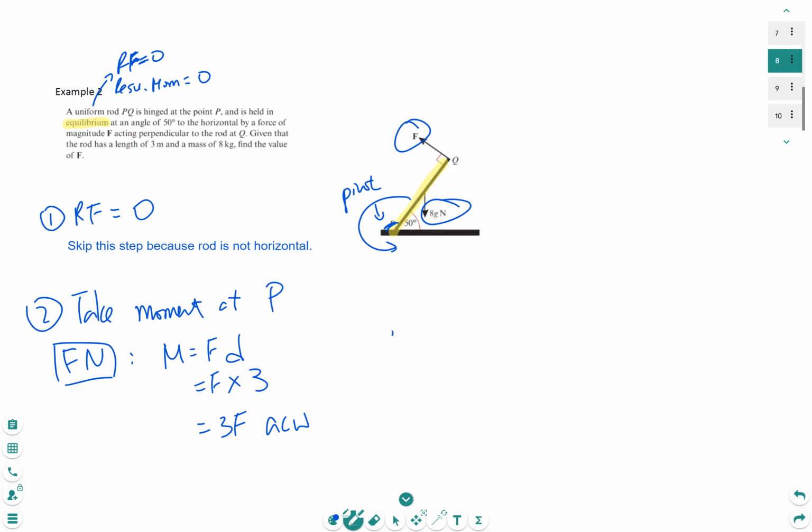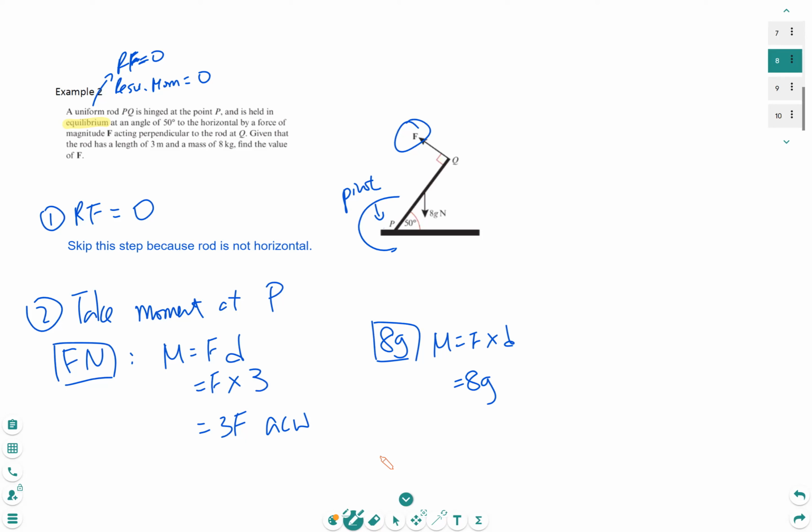Also, we need to do 8G for the moment. Now, for the 8G, it's slightly more tricky. Moment equals force times distance. The force is obviously 8G itself, because 8G Newton. Now, where's the distance? Distance has to be perpendicular. We don't see a right angle in 8G, so we have to make our own perpendicular distance. To do that, you must draw a perpendicular line from the pivot.